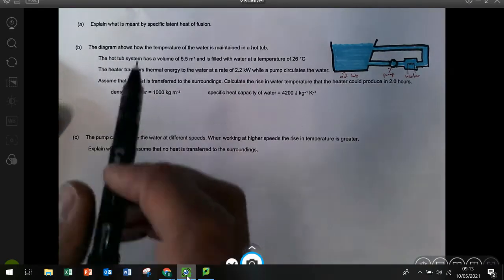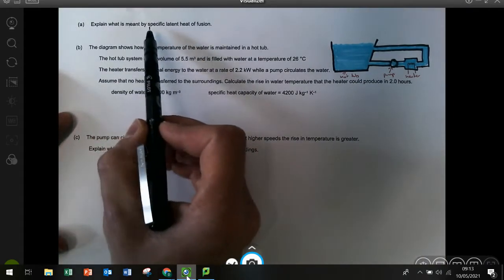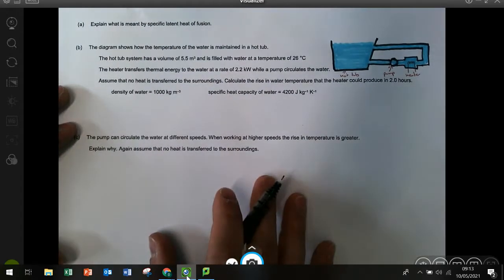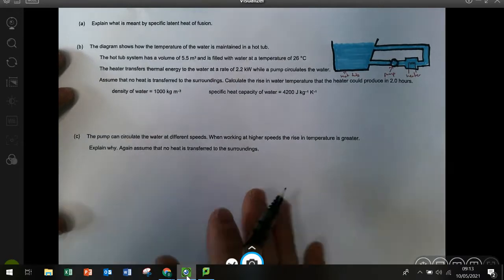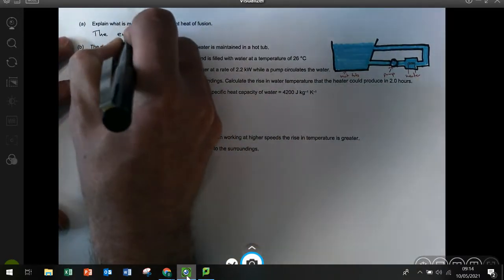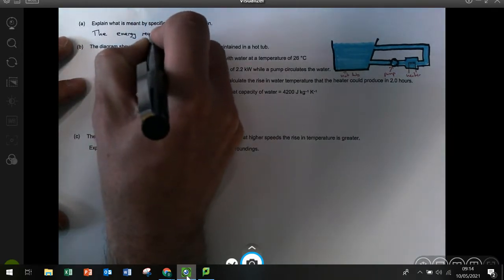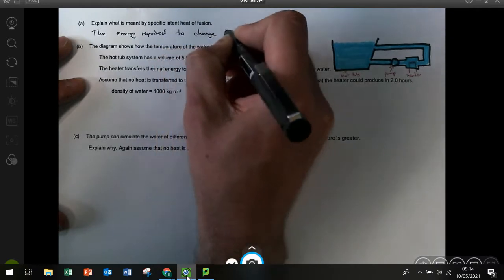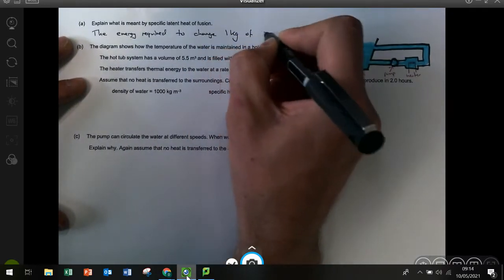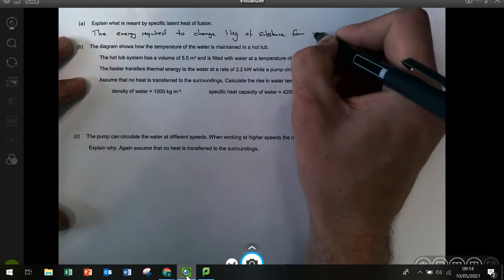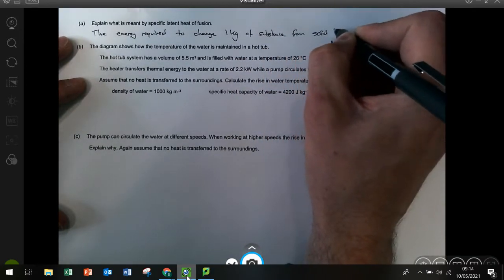So part A is a standard definition explaining what is meant by the specific latent heat of fusion. You need to learn this definition off by heart, and it's usually a 2-mark question. So it is the energy required to change 1 kilogram of substance from solid to liquid.